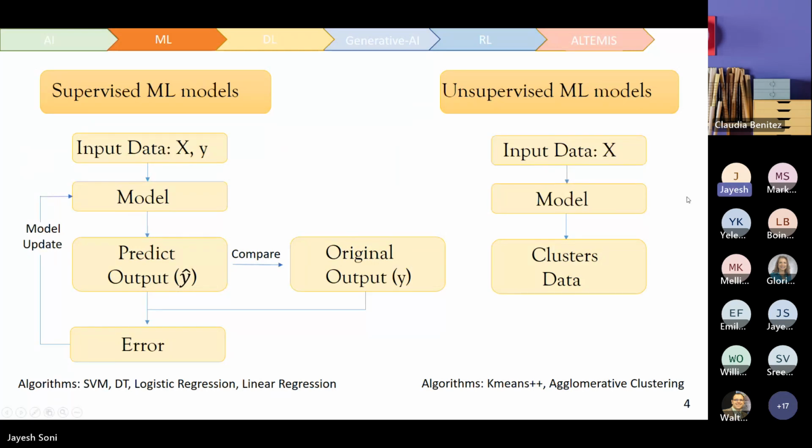But in the case of unsupervised models, you do not have Y, meaning you do not have labels. In that case, you give the data to the model and the model will cluster your data into different groups. Let me give you a simple example of an unsupervised machine learning model. Let's say you have millions of documents and you know that those documents belong to, say, three categories: maybe mathematics, science, or art.